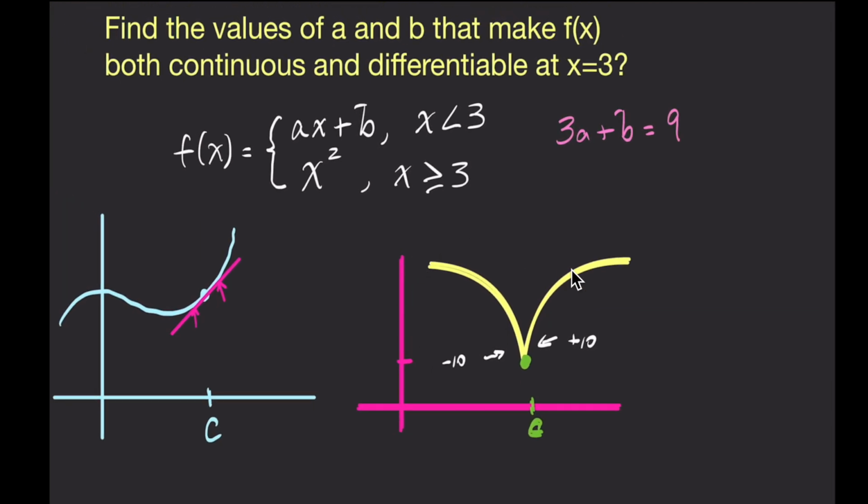So we're going to use that fact. What we're going to do is take the derivative of the top expression and the bottom expression and set them equal to each other, because that's what has to happen if the graph is differentiable at that point.